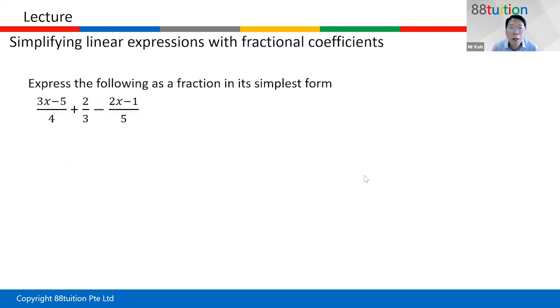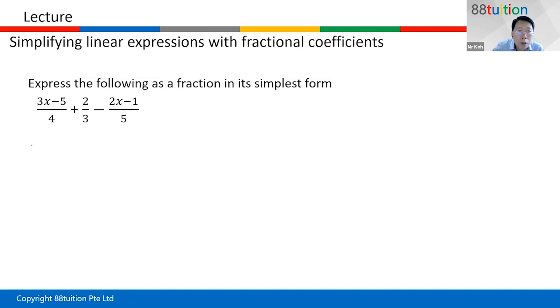Okay, we have this. Now express the following as a fraction in its simplest form. This is what you normally encounter. So if this is the case, what will you do? What do you think you should do? Anyone can tell me? Unlock. Change it to common denominator. Okay, very good. Common denominator. So in this case, what is the lowest common denominator? 60.